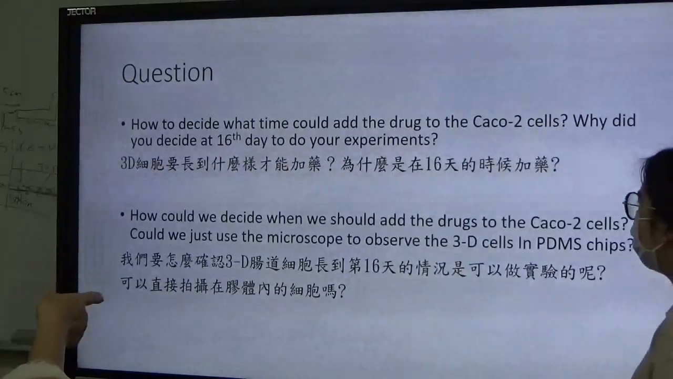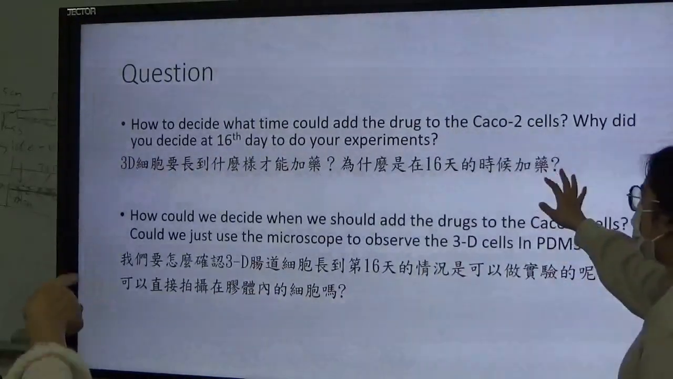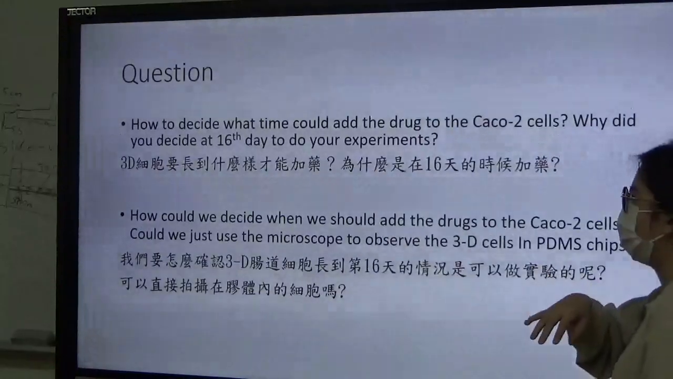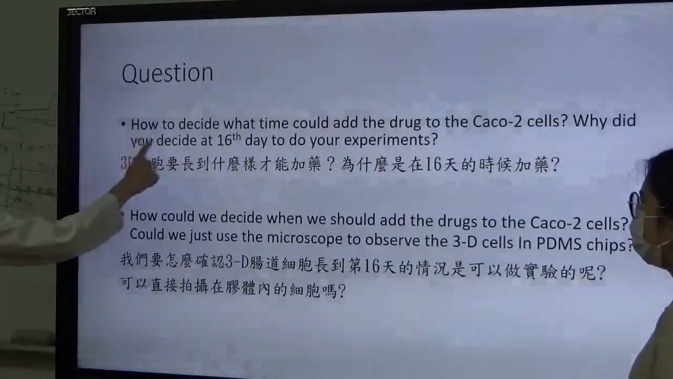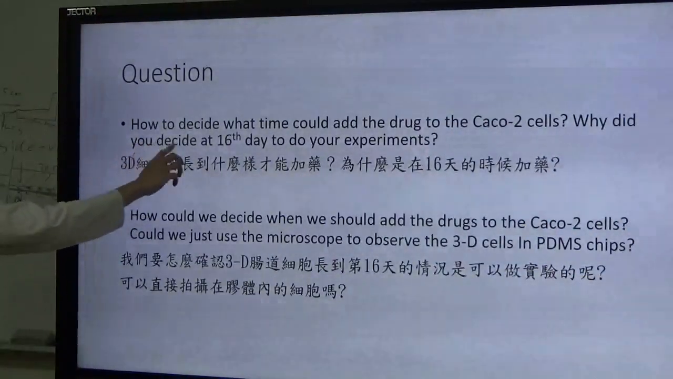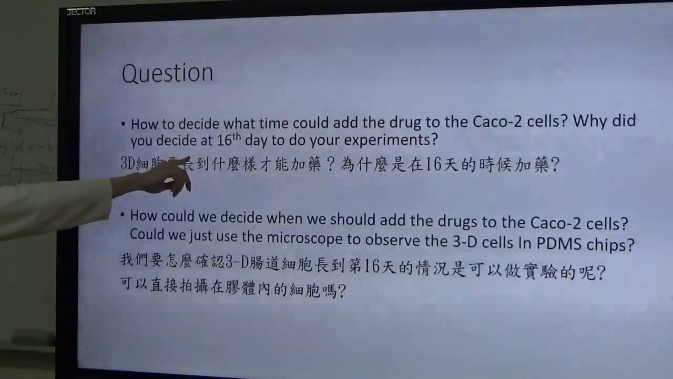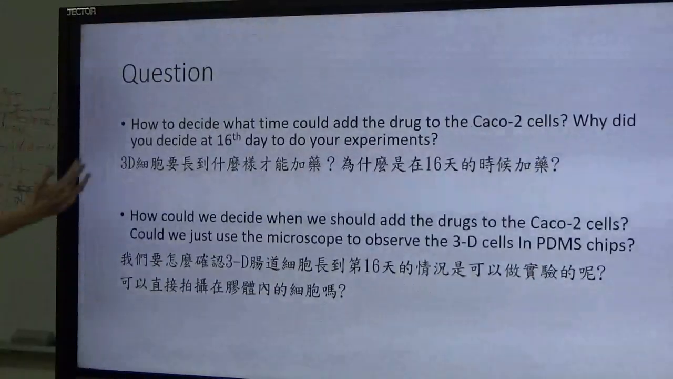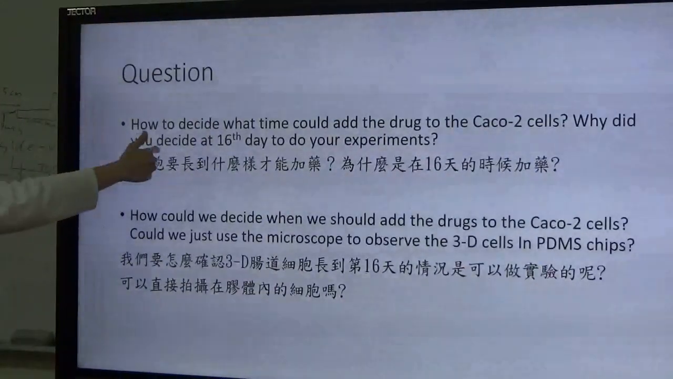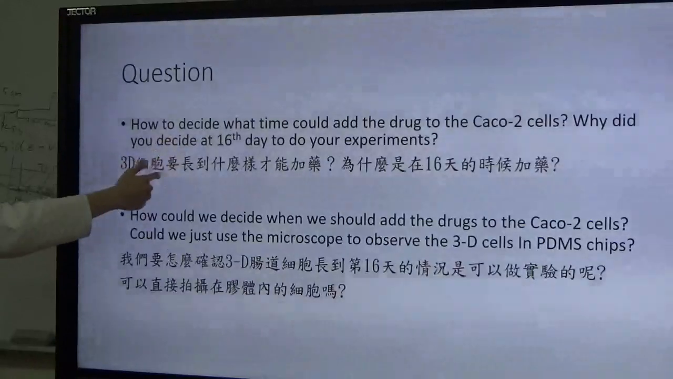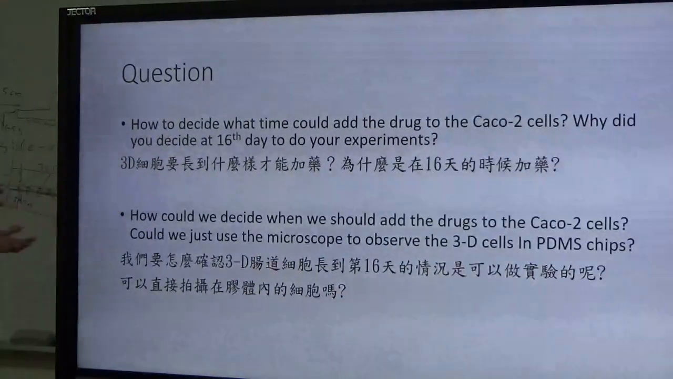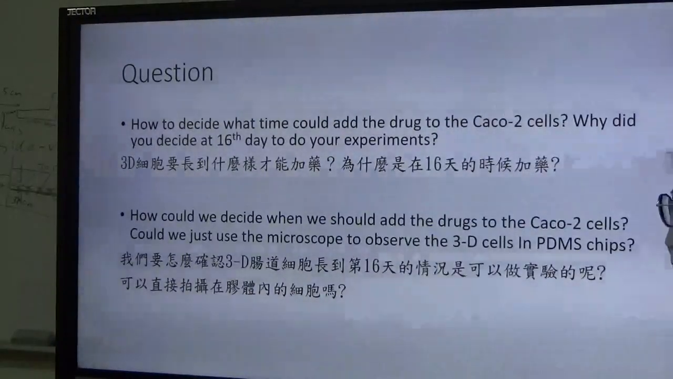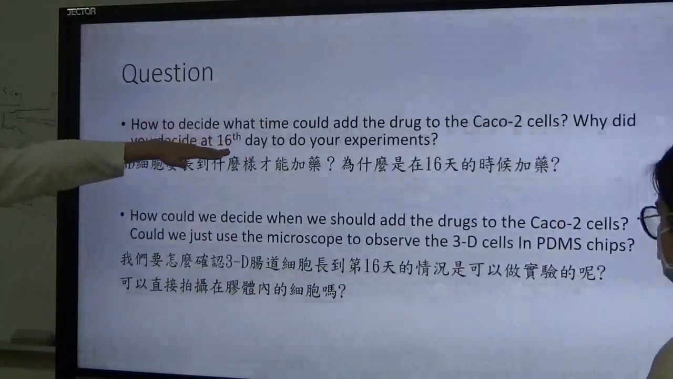It should be the same question mentioned before. Yes. So we decided on the 16th stage, to determine the fully differentiated Caco-2 cells, and under this situation we can find the newly formed shape of the gut epithelial cell, so that we decided on 60 days.